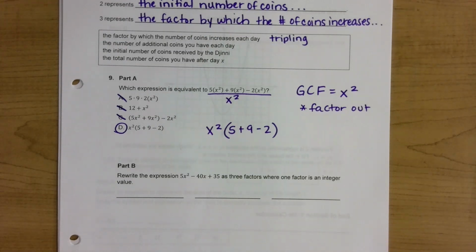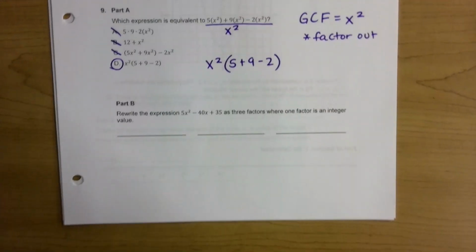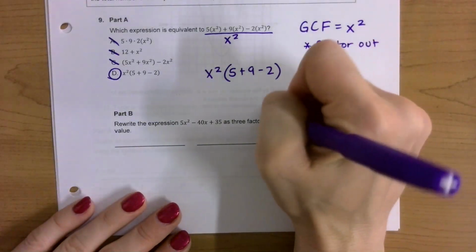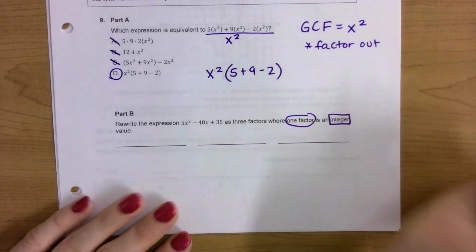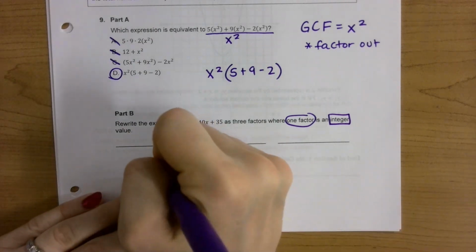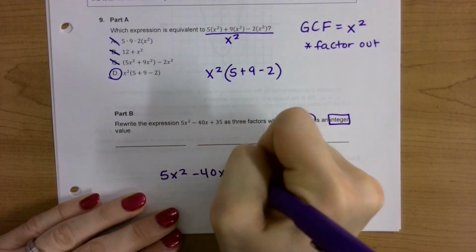All right, part B, rewrite the expression 5x squared minus 40x plus 35 as 3 factors where one factor is an integer value. Again, let's think of the GCF. One factor has to be an integer value. Integer, remember, is a positive or negative whole number. So if we're factoring out an integer, we need to think of what the GCF is. So I'm going to rewrite it down here. 5x squared minus 40x plus 35.